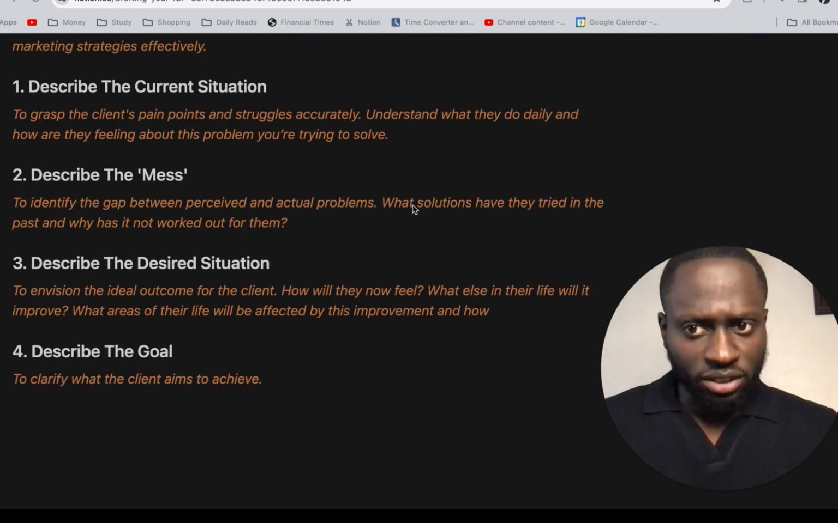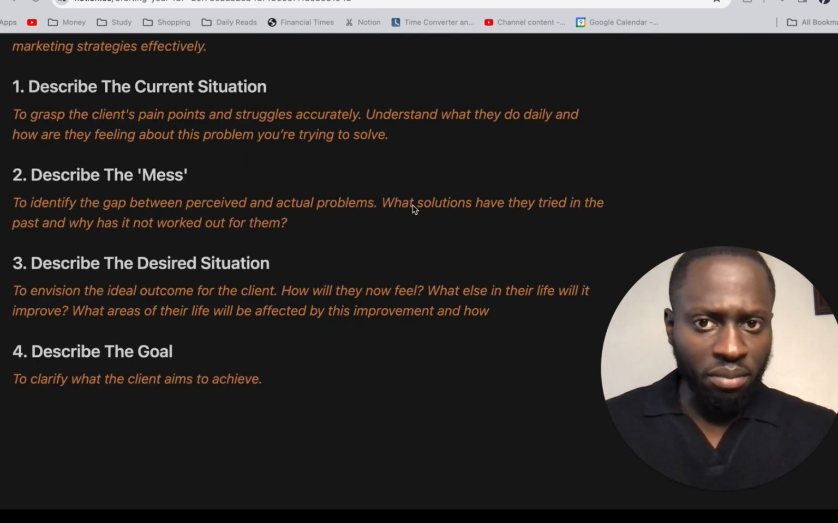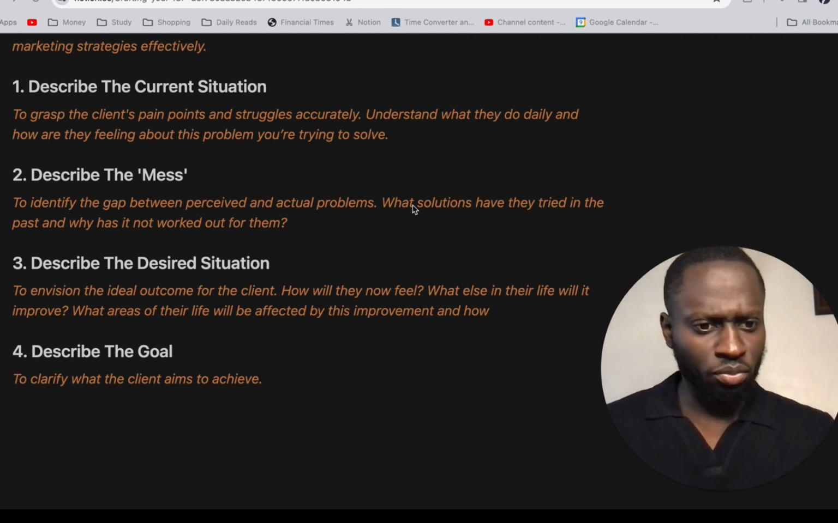The next step is to describe the mess. What does this mean? What is the problem? How big is the problem? How deep is the problem? How serious is the problem? How far in? What you're trying to do in this section is identify the gap between the perceived and the actual problems.